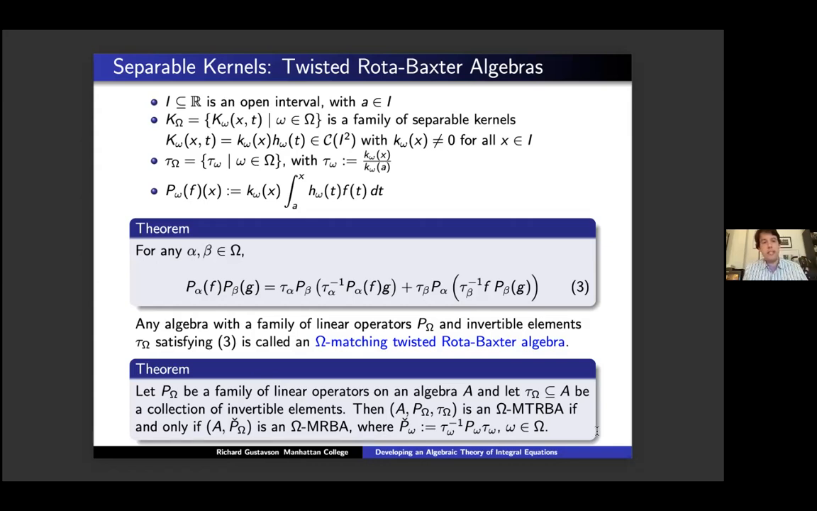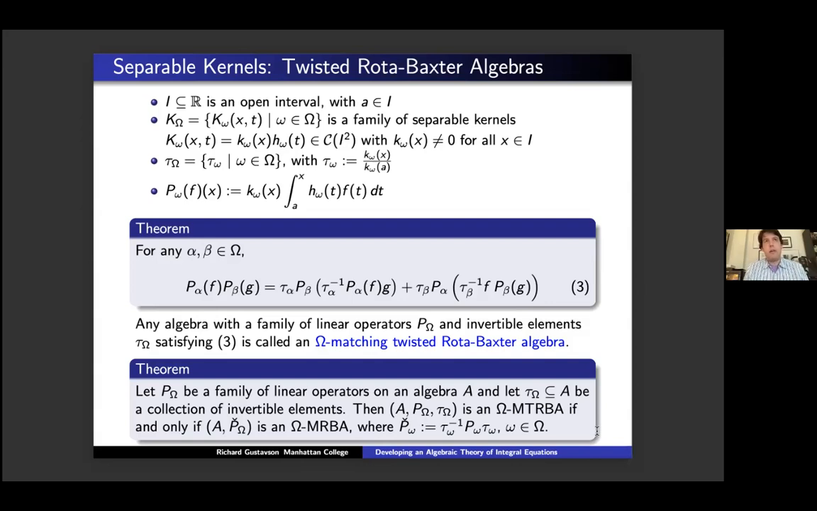All right, so we've seen that we have our algebra of continuous functions on some interval I, and we have some collection of kernels. And we've seen when we have phantom kernels, certain identities are satisfied. When we have separable kernels, other identities are satisfied. These are the only two that we looked at in detail, but there are other types of kernels.